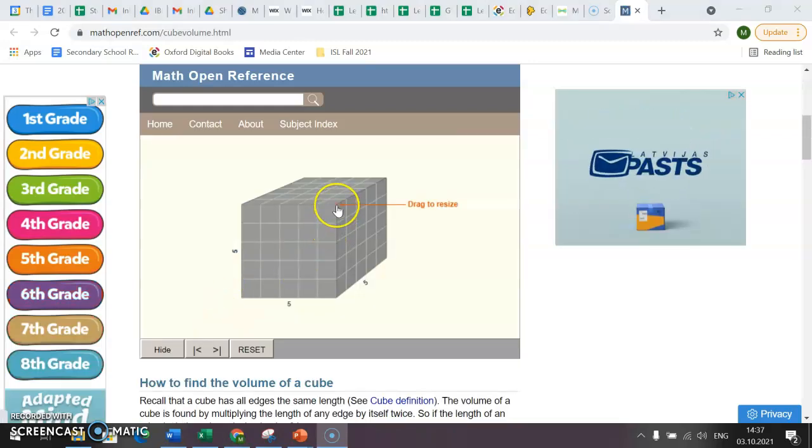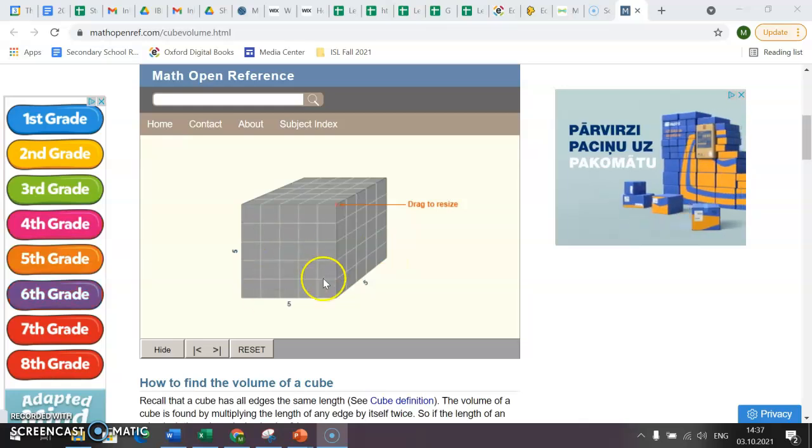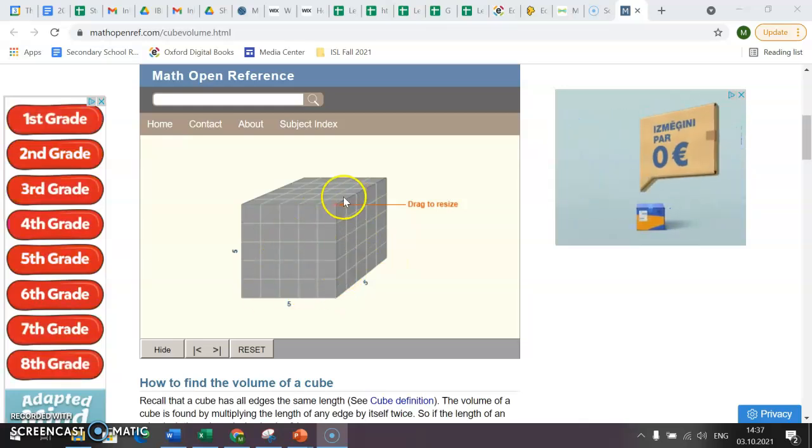Okay, so here's that idea of volume. I'm going to drag this. First of all, you see this is 5 by 5 by 5. So the volume is made up of 125 cubes.